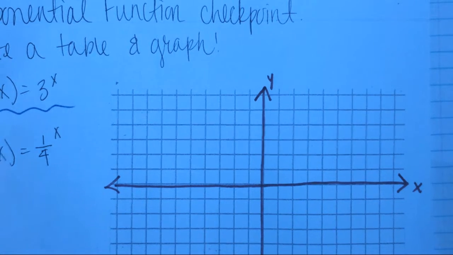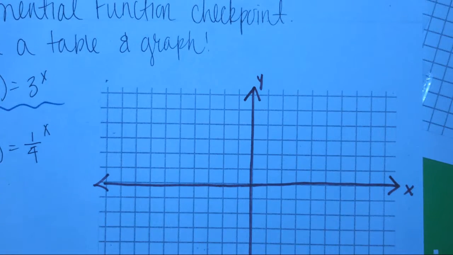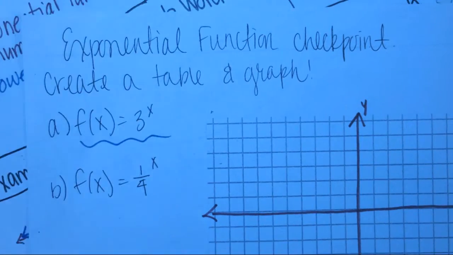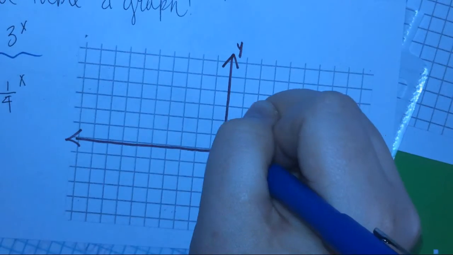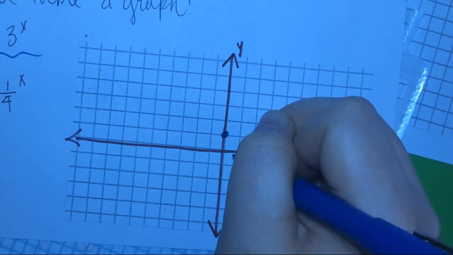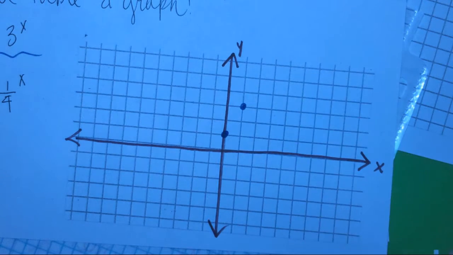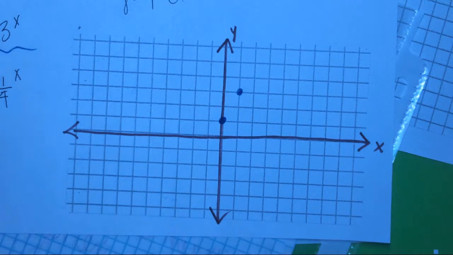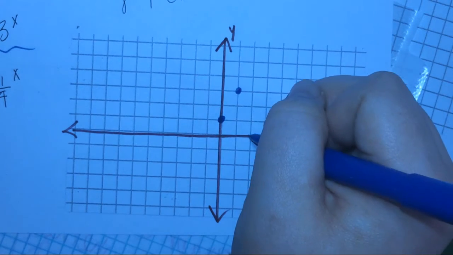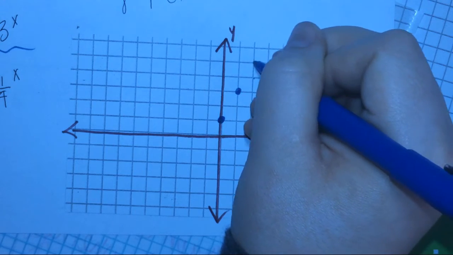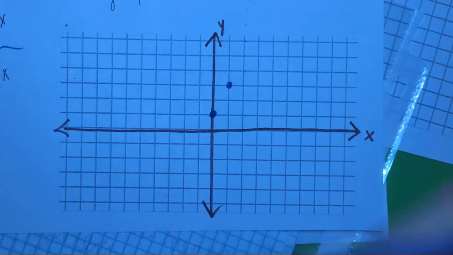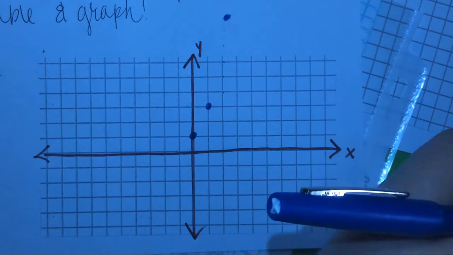So if I look back at my table, that's what I'm going to use to figure out my points. For instance, I have (0, 1) and (1, 3). So I'm going to plot those points. (0, 1), (1, 3). My next one says (2, 9). Well, I can go over 2, but 1, 2, 3, 4, 5, 6, 7, 8, 9. I'm just guessing. 9's somewhere up there, and I'm just guessing, and that's never good, but I'm going to guess anyway.